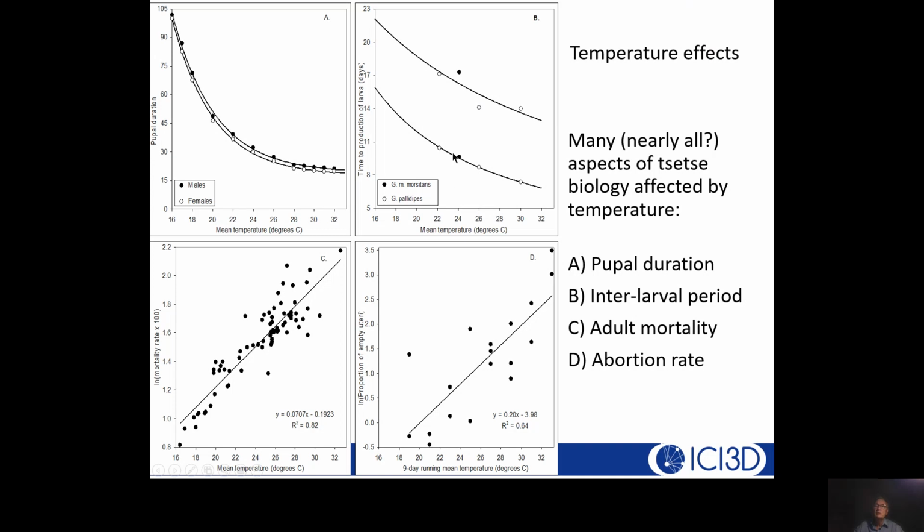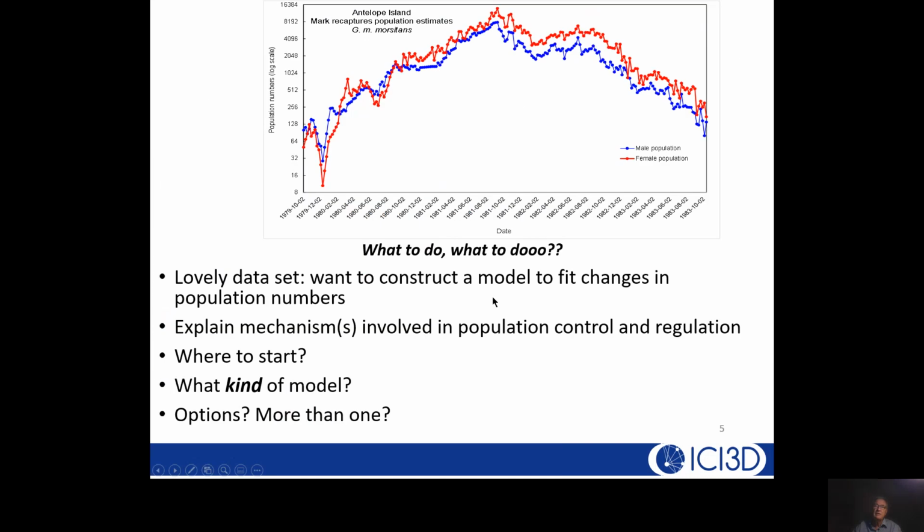So basically it is between 7 and 10 days over this range of temperature. Also, when the temperatures go up, the mortality goes up in adult flies, and it also has an effect on abortion rates: the rate of abortions goes up as the temperature goes up. So temperature is centrally important to all of these things.